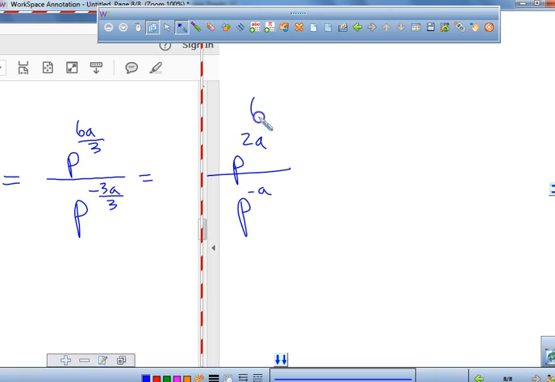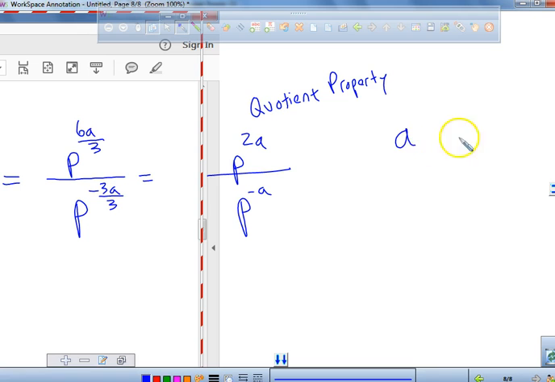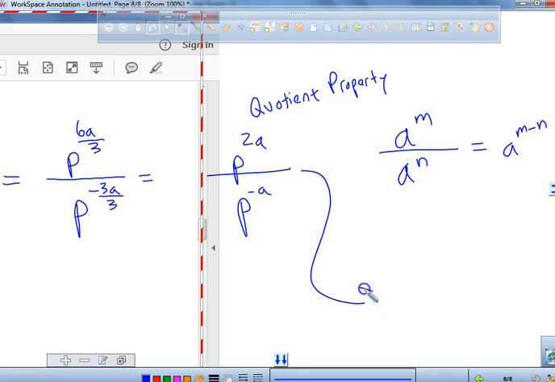Now, everybody, could you please write the word quotient property? If you don't know what the quotient property is, shame on you. But if you don't know it, here it is. You subtract. So this becomes a to the m minus n. Everybody, make a little arrow down here. Here we go. p to the 2a, minus a negative, so plus 3a.